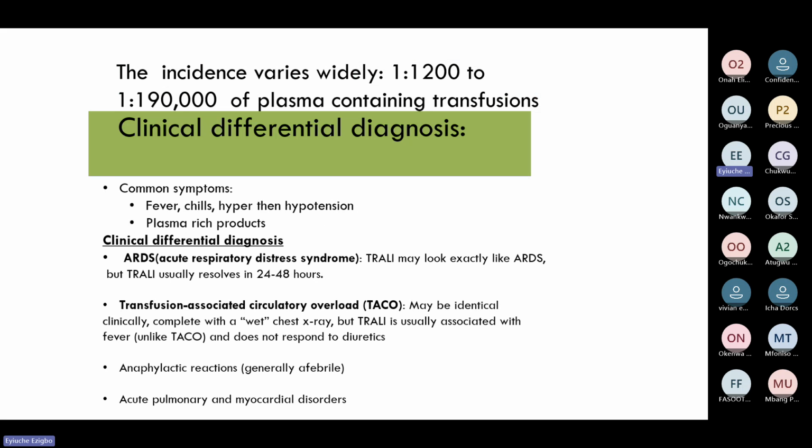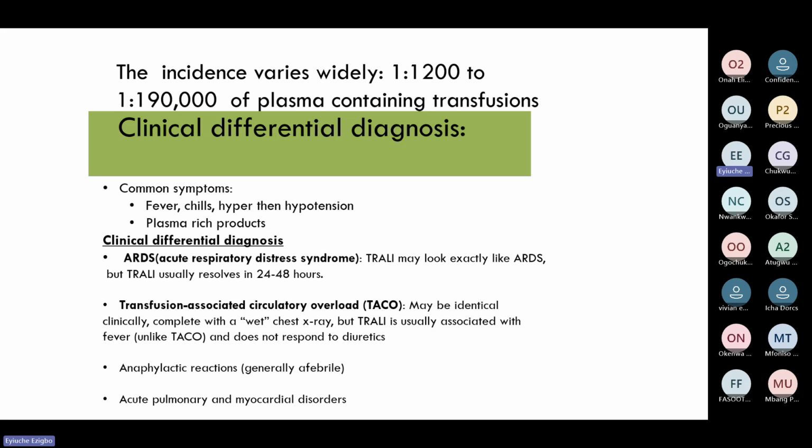The incidence varies widely, 1 in 120,000 to 190,000 plasma-containing transfusions. Clinical differential diagnosis: the common symptoms include fever, chills, hypertension, hypotension, almost always with plasma-rich products, as we said. It has to be differentiated from acute respiratory distress syndrome. TRALI may look exactly like acute respiratory distress syndrome, but TRALI usually resolves in 24 to 48 hours if managed.